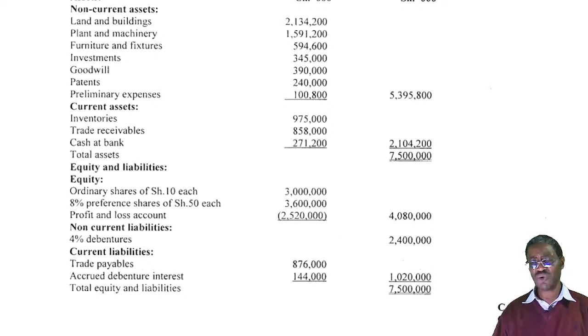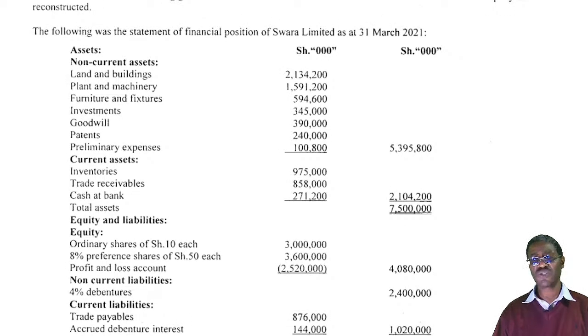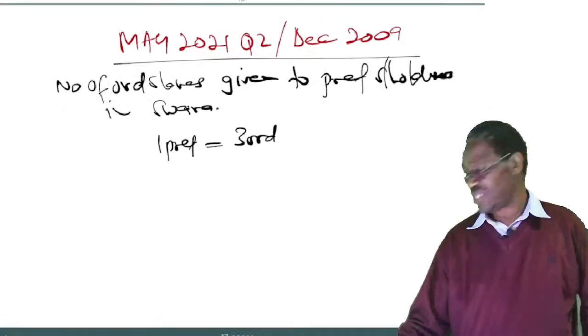If you look up there, our balance sheet was in thousands, meaning 3,600,000 in the balance sheet is about 3.6 billion. One share in that company has a par value of 50. So how many shares were they having? I take that 3.6 billion and divide by 50. Our figures are in thousands.